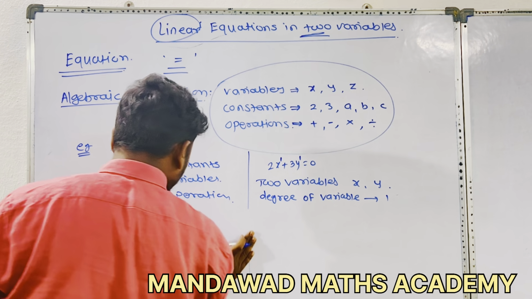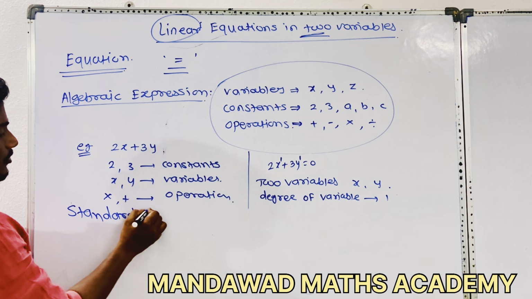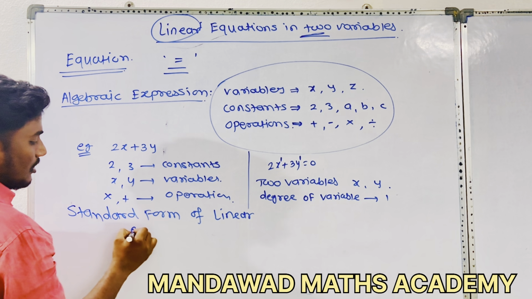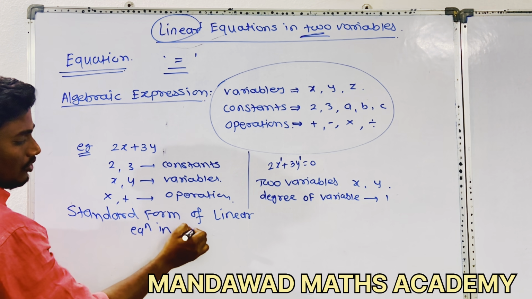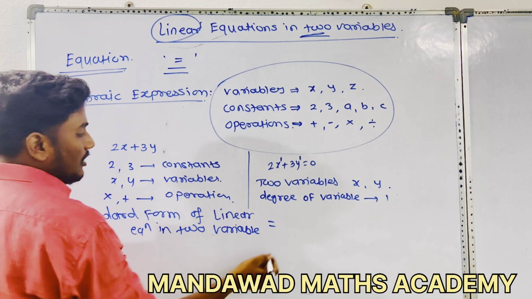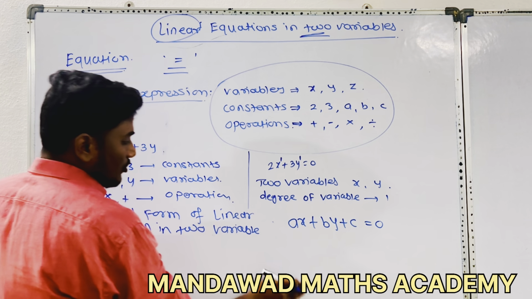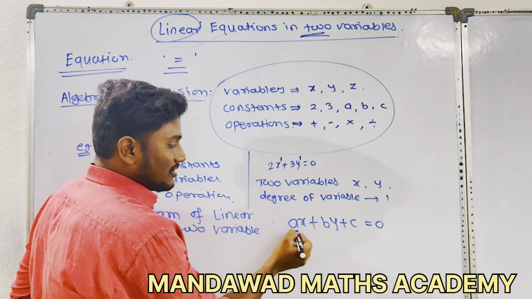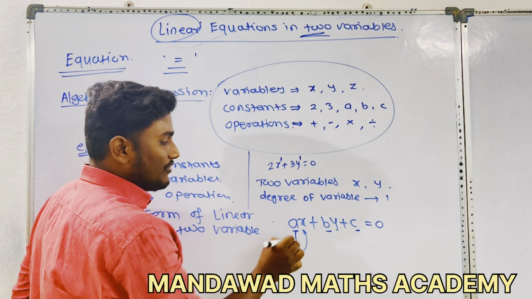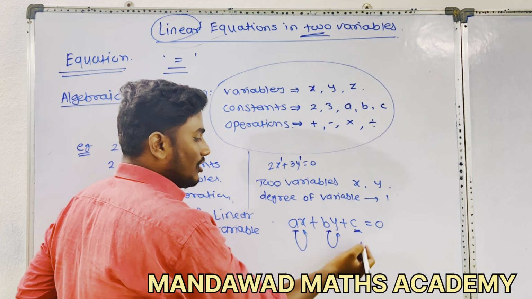What is the standard form of a linear equation in two variables? The linear equation in two variables is ax plus by plus c equal to 0. So what is a? a is a constant, b is a constant, c is also a constant. Or a is called the coefficient of x, b is called the coefficient of y, and c is the constant.